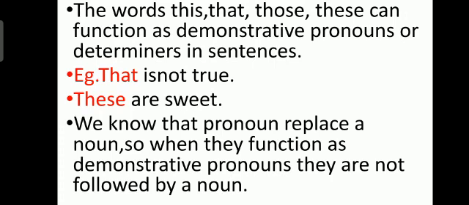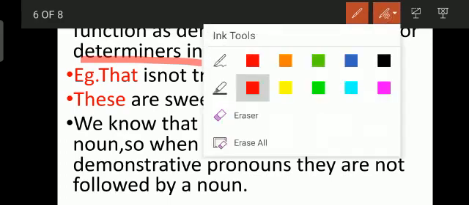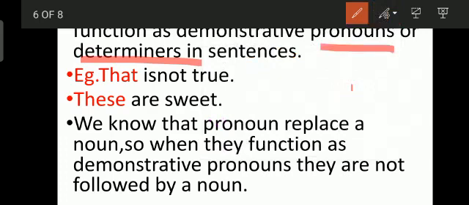So let's learn. The words this, that, these, those can function as a demonstrative pronoun or demonstrative determiner in sentences. Now, as I told you, some kids have a confusion about it. What is a demonstrative pronoun? And what is a demonstrative determiner? It is very simple to recognize, kids. You can recognize it very simply.